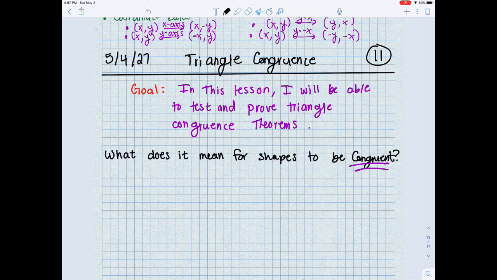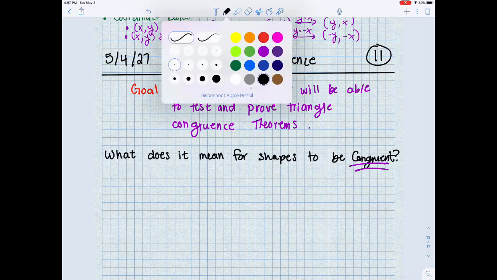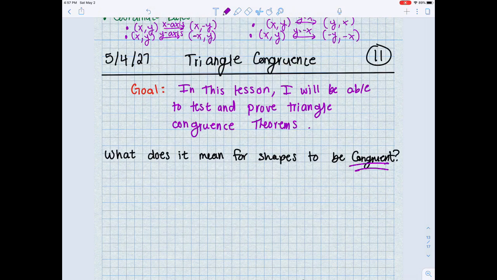We're going to take a look at those in just a second, but first I want to talk about what it means for shapes to be congruent to one another. You guys may remember that congruent shapes have congruent parts. Let's say that. Well, what does congruent parts mean?